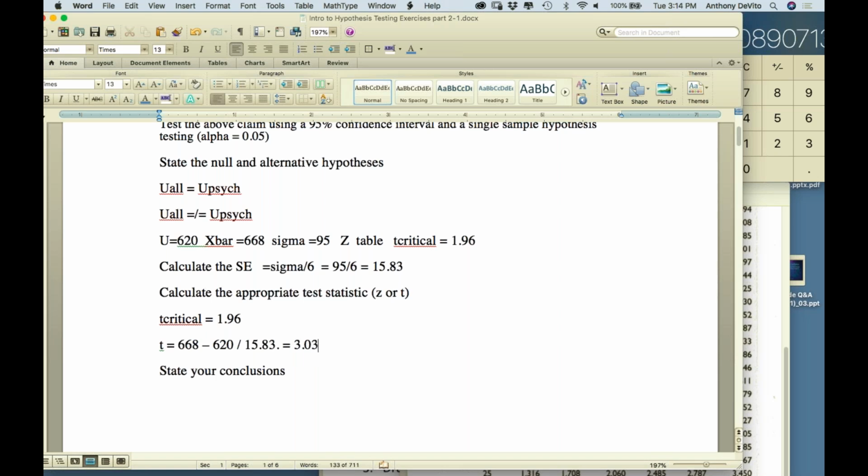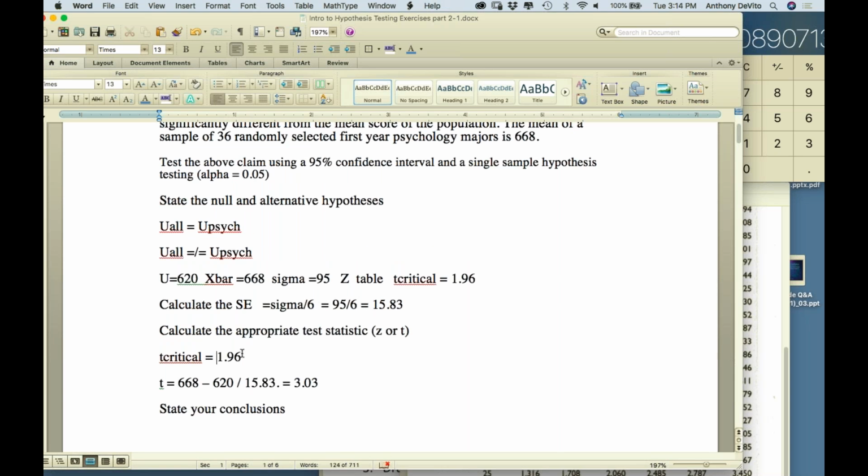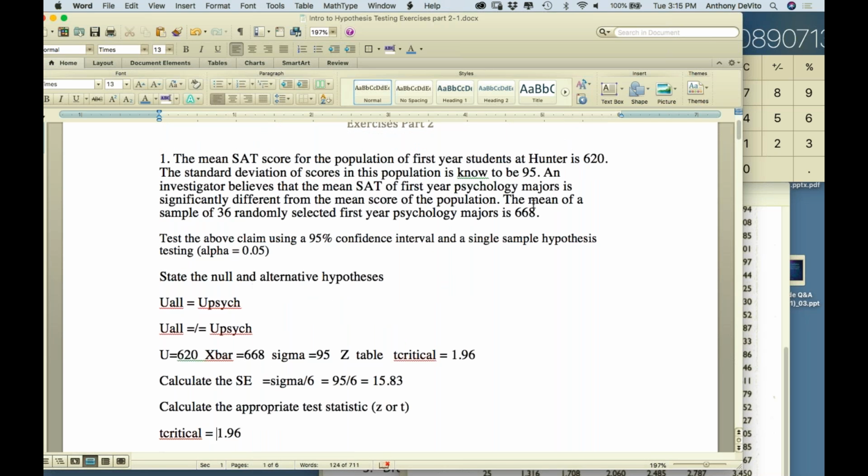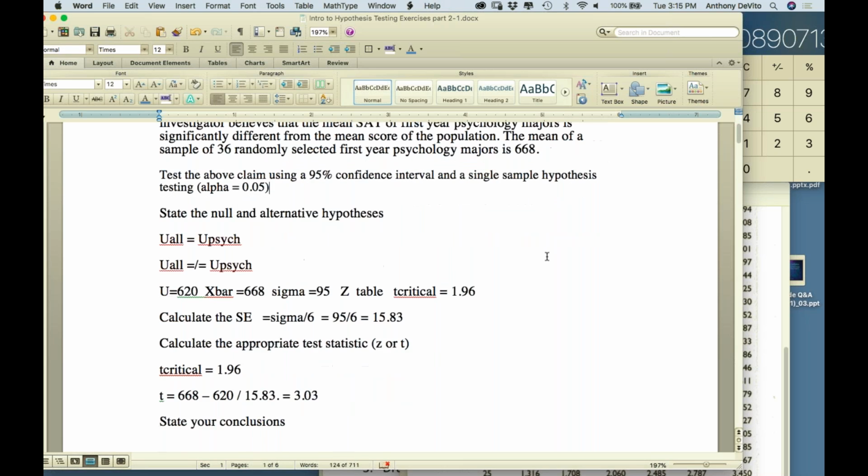Well, what are my conclusions now? Do I reject my null hypothesis? My t-score is 3.03. Is it bigger than my critical value? Is 3.03 bigger than t? It is. So I can reject my null hypothesis. Now, the reason why I use 1.96, and you guys remember why I use 1.96? Because we were given the standard deviation of the population. We were given sigma. So I use 1.96.